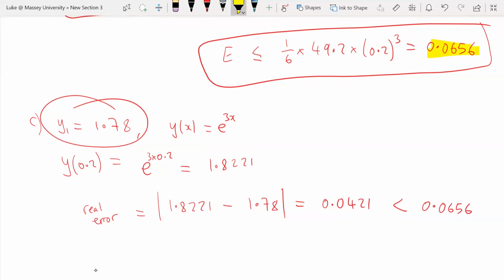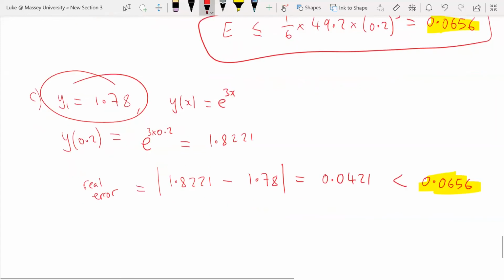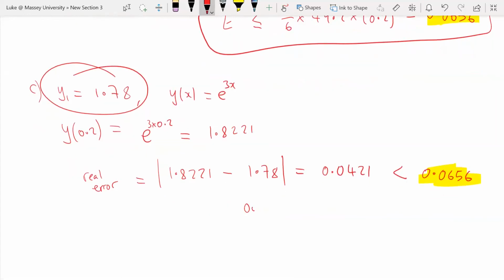Now this is less than the maximum truncation error, right? So this number here. So we could say that, yes, our error is less than the theoretical one.